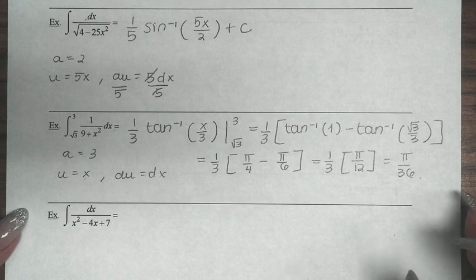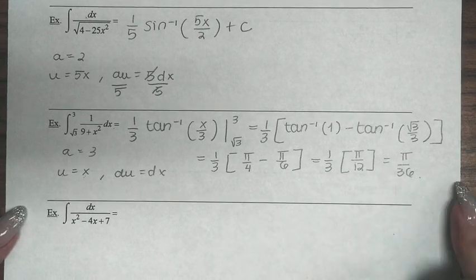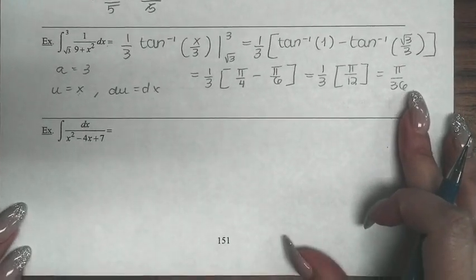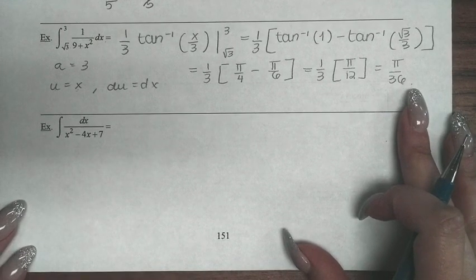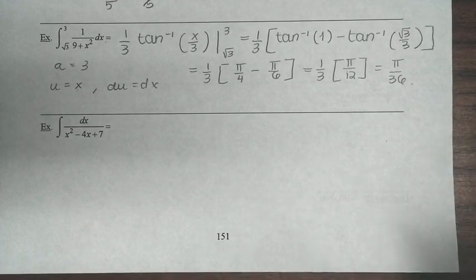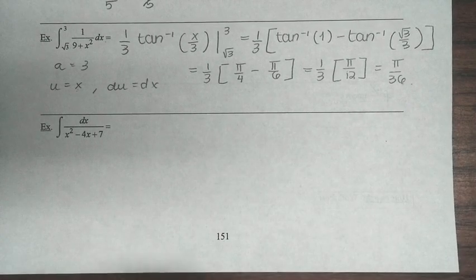Okay, so let's move on to something a little bit more interesting. This one that we have over here, you're going to tell me, hey, I want to use U substitution. Okay, so let's try it. U would be x squared minus 4x plus 7. Your du would be 2x minus 4, which you don't have, so we cannot use U substitution. So the only option that we have here is the tangent inverse.